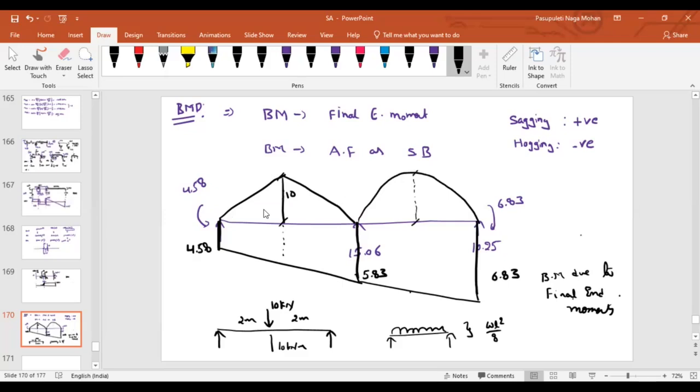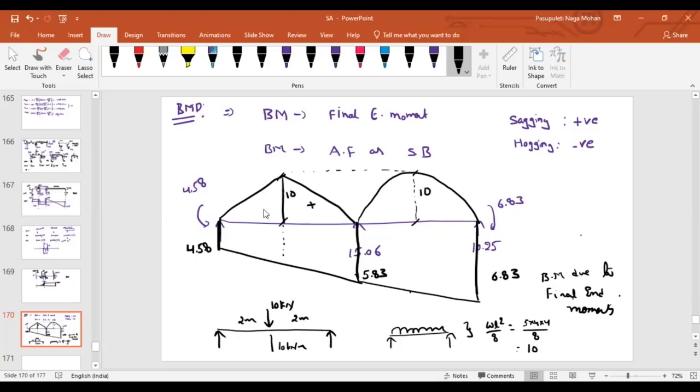Can you tell me how much you are getting for this value? What is the value of WL square by 8? 5 into 4 into 4 by 8. How much? 10, right? Yes, sir. 10, sir.